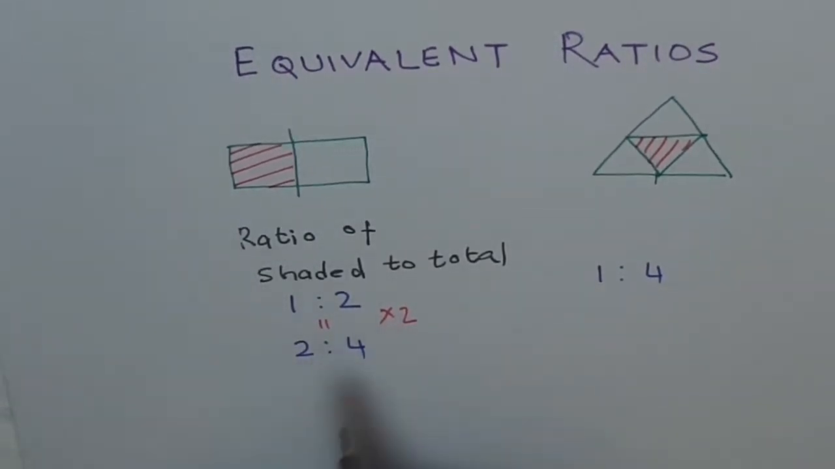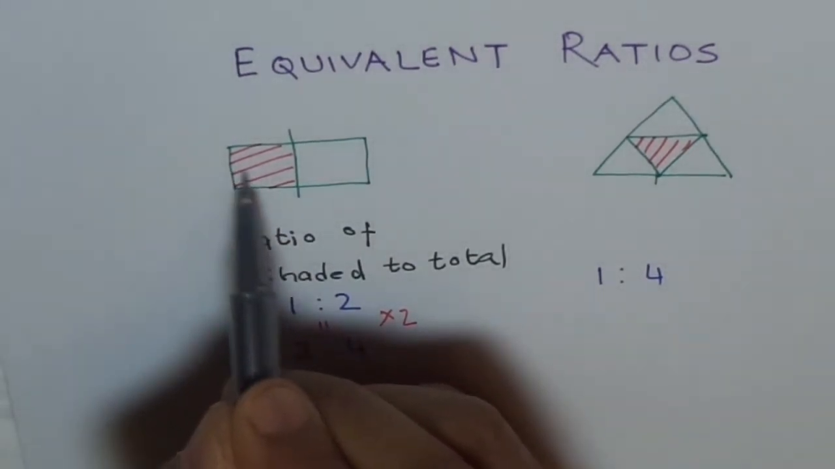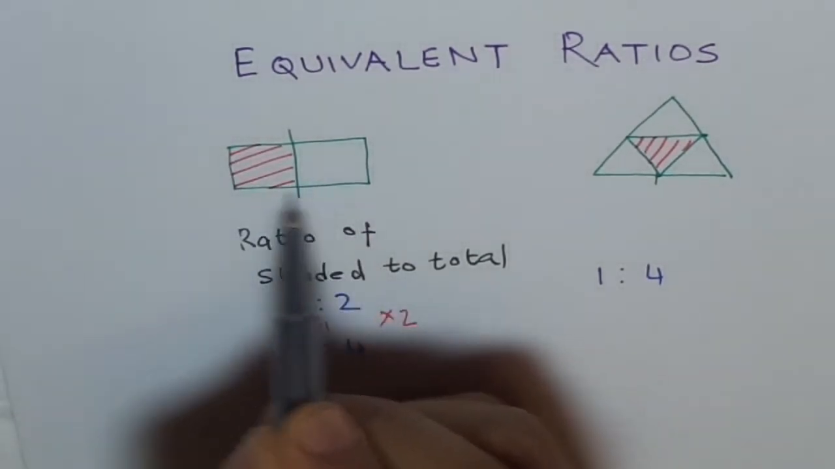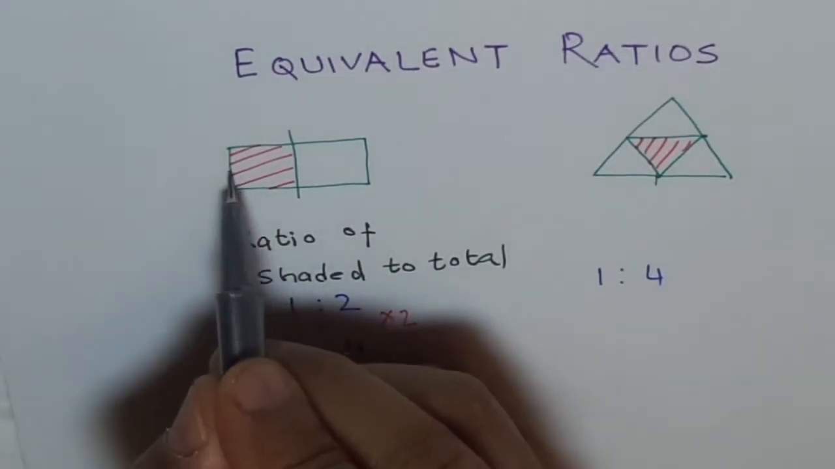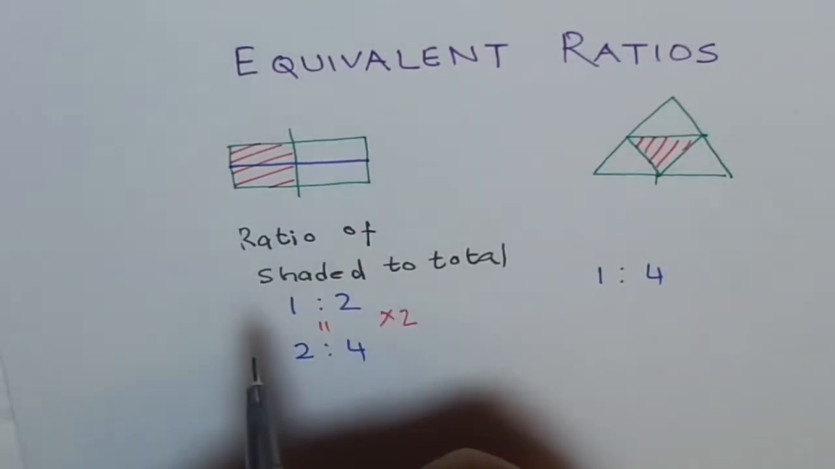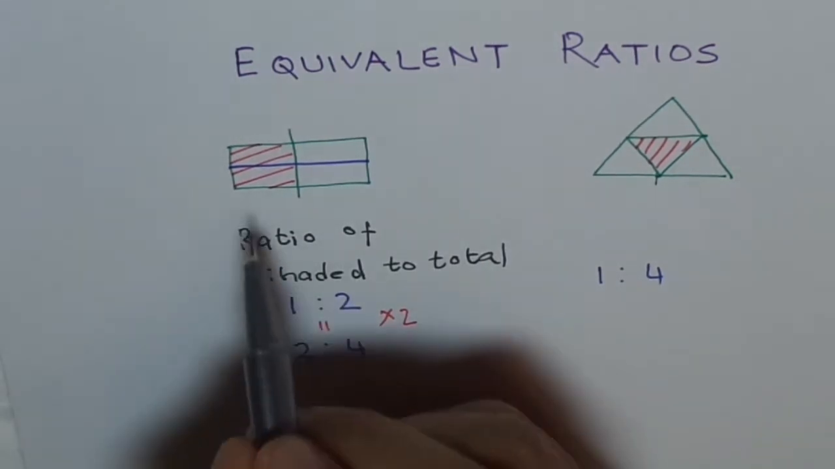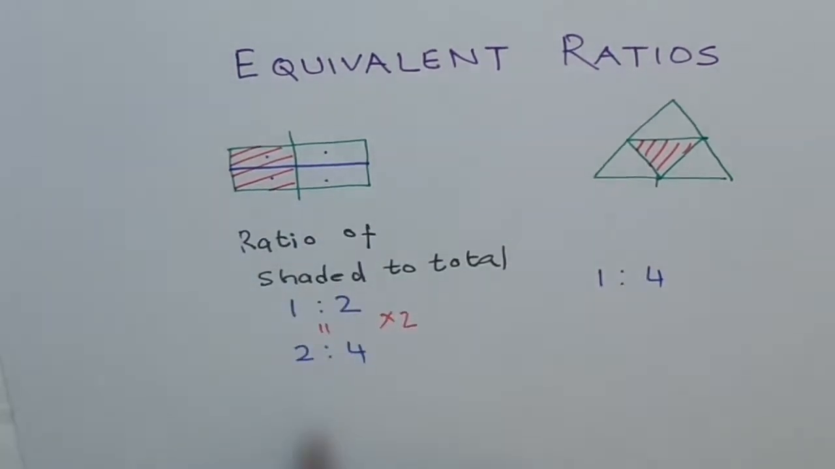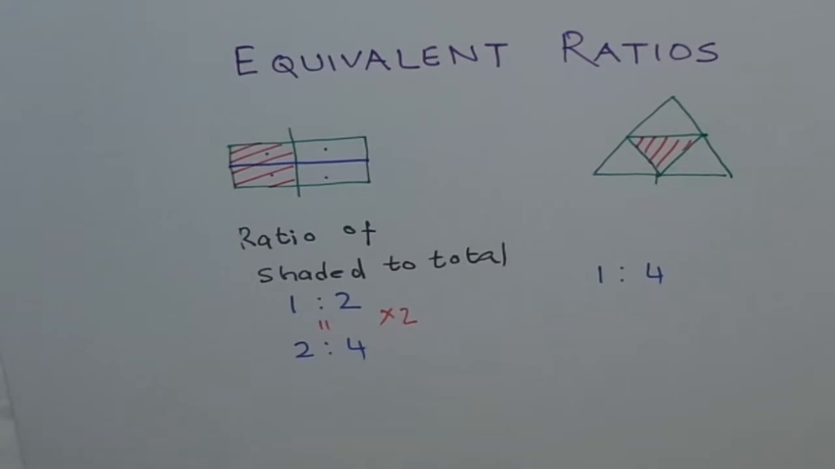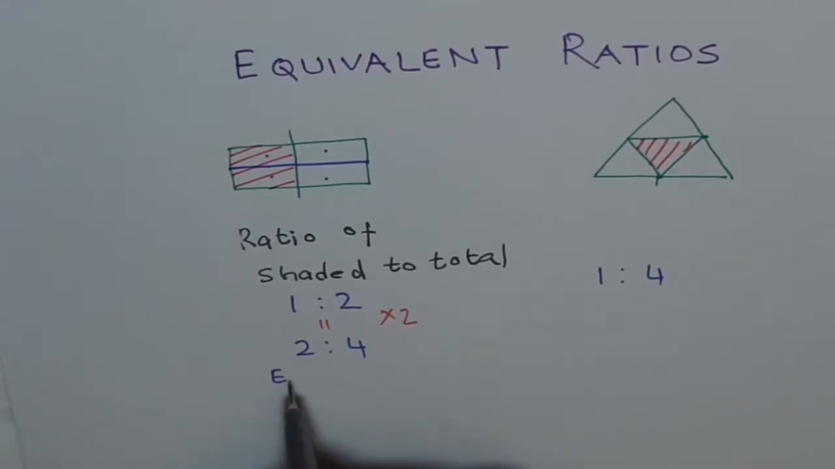Let's see from our rectangle. So this rectangle was divided into 2 portions. One was shaded out of 2. Now let me divide it further. Okay, now how many portions are shaded? 1, 2 out of 1, 2, 3, 4. 2 out of 4 is shaded. So both are the same. When both are the same, we call them equivalent ratios. Do you understand?